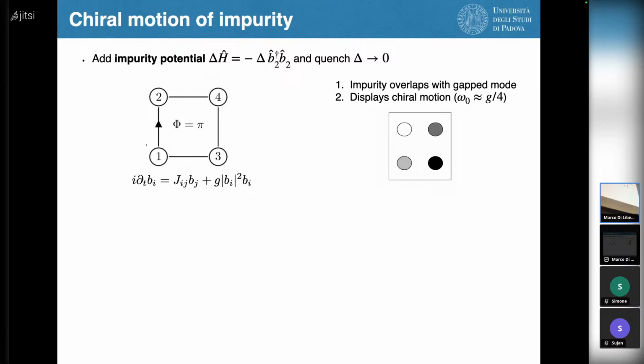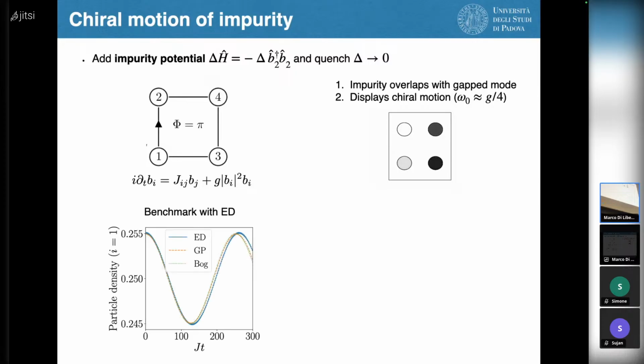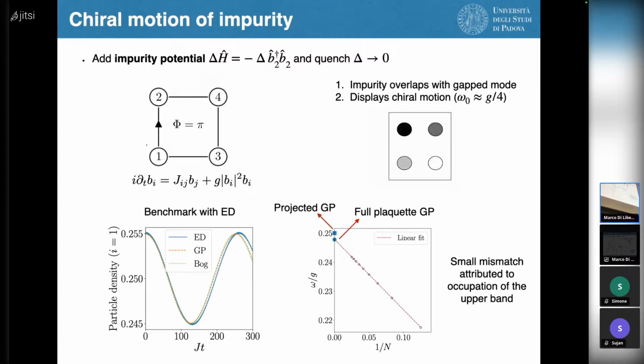of this density. The reason why we do it is that in cold atoms you have a single atom microscope on a single site, so you can measure the density, so you can measure the motion of this impurity. This will be a probing way. Okay, some benchmark with exact diagonalization, that everything works well, and so on. Okay, so this was still the weakly interacting regime.